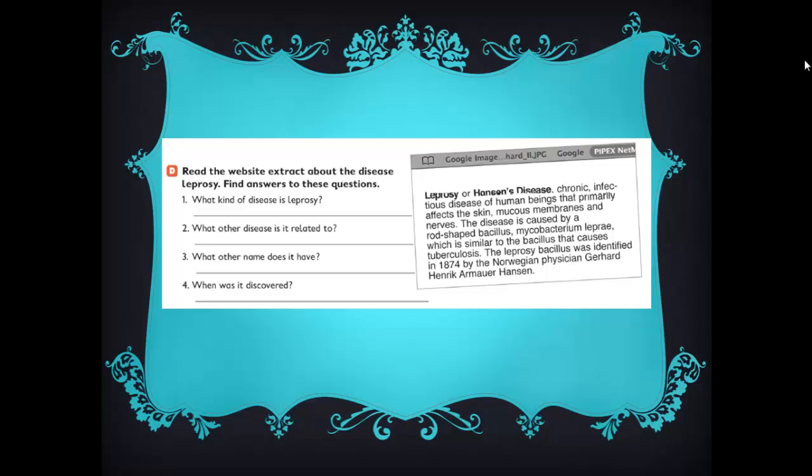Let's read the website. Leprosy, or Hansen's disease, is a chronic infectious disease of human beings that primarily affects the skin, mucous membranes, and nerves. The disease is caused by a rod-shaped bacillus, Mycobacterium leprae, which is similar to the bacillus that causes tuberculosis. The leprosy bacillus was identified in 1874 by the Norwegian physician Gerhard Heinrich Armauer Hansen.